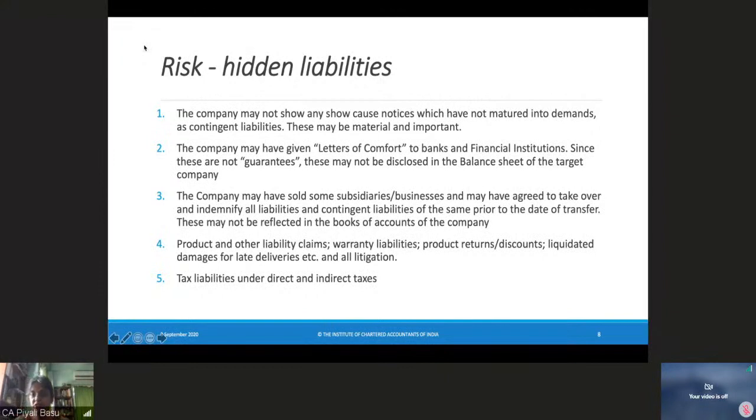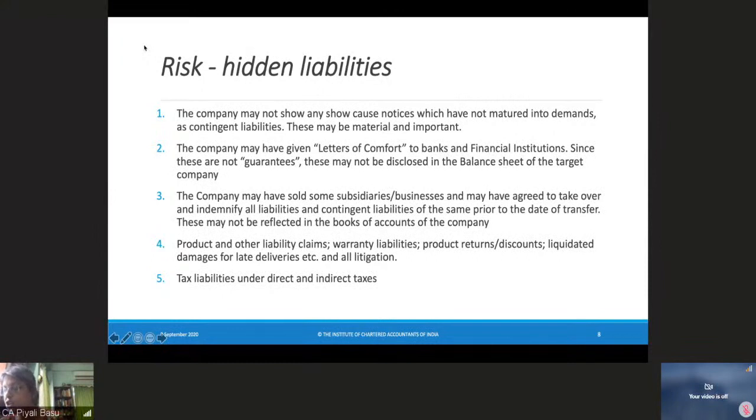And this company, which the purchaser wants to purchase, has actually given a lot of letters of comfort. Please post an answer. Why is it important? Why is it a hidden liability? This you know. This has been in the news for several years and you have seen that this could be so dangerous. Okay, so answers have come.